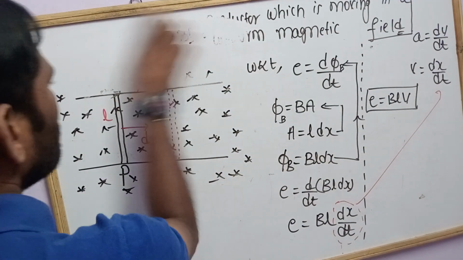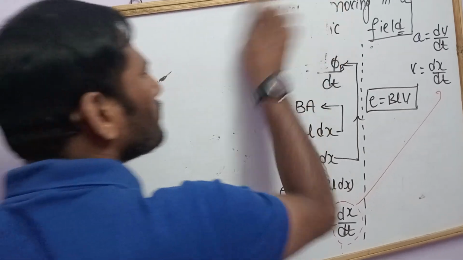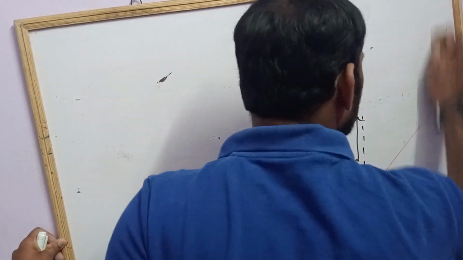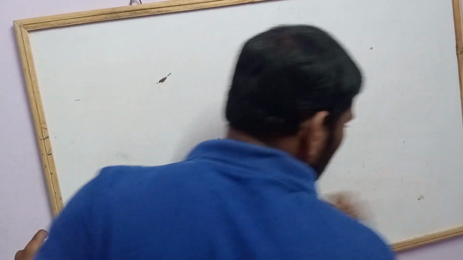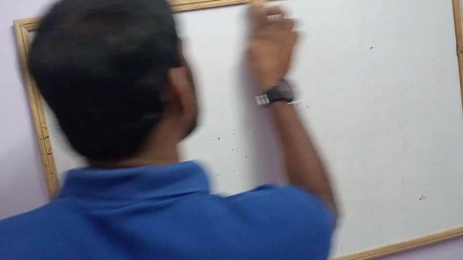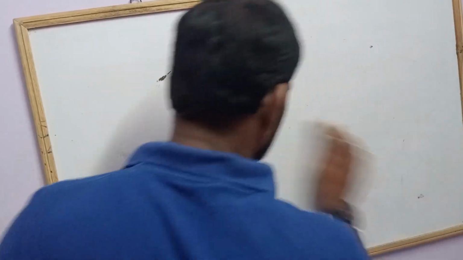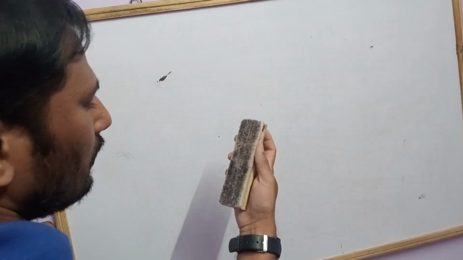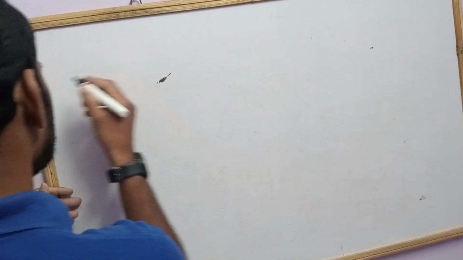I will erase this. How will the question come? Mention the expression, for 2 marks they will ask: mention the expression for self-inductance of a coil and explain the terms, or define the terms.